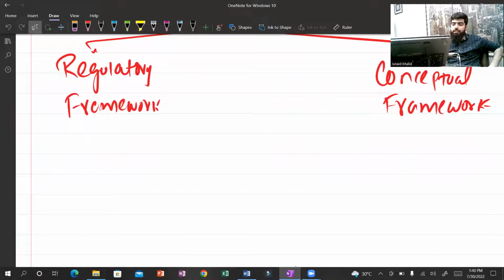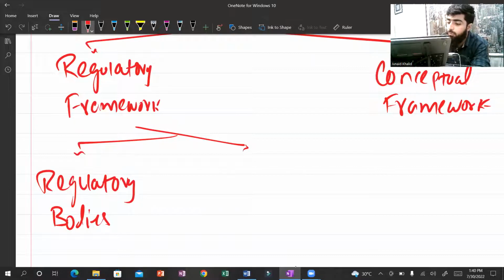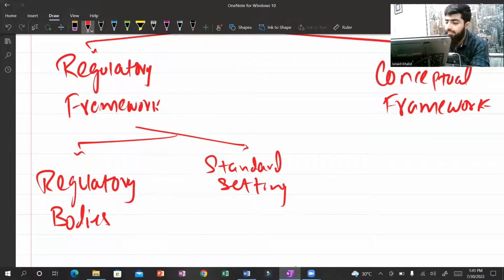If we discuss the regulatory framework, in regulatory framework we'll discuss two things. Number one, the regulatory bodies. Regulatory bodies means those who manage or who incorporate or who establish those standards. And number two, the standard setting process. How are standards created? If I say IAS 16, how was this standard created, what was the process behind it.